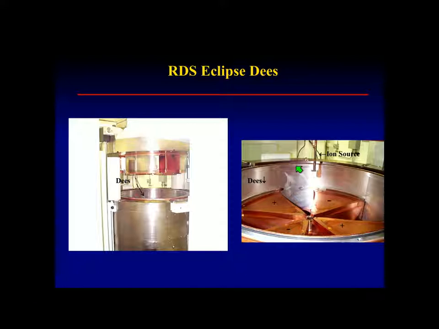You can see a better look at the Ds here. Again, they're up on top and down below, so you've got 4 Ds, and again, alternating charge in the ion source.